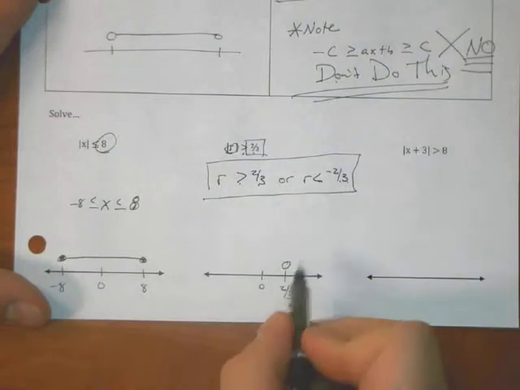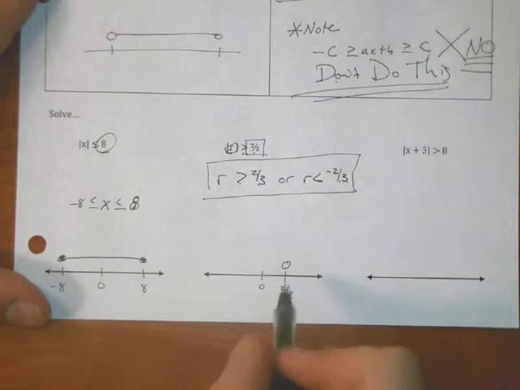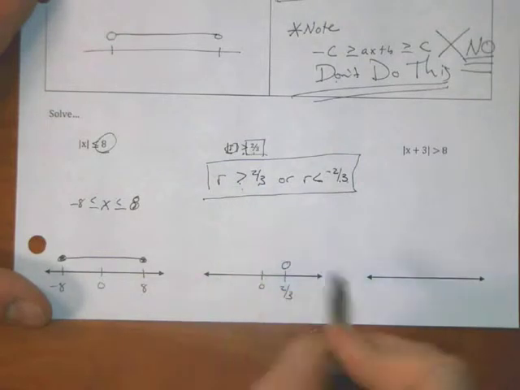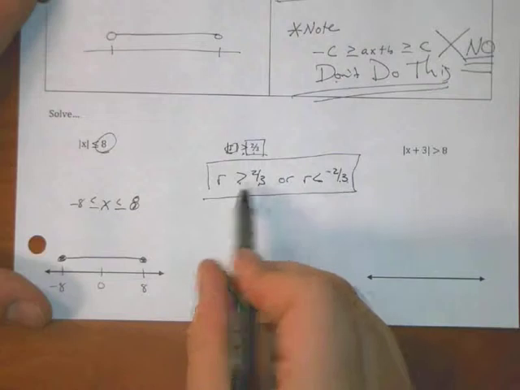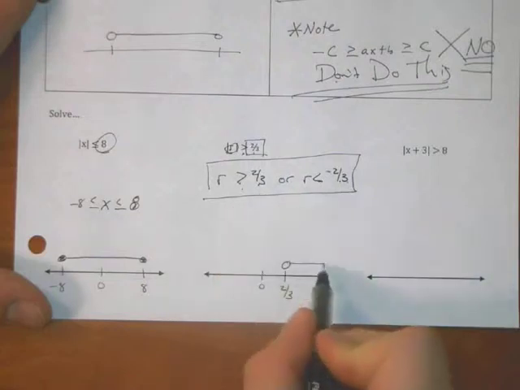Okay, I'll put a circle. It's going to be open or closed. I think both of them are going to be open. And the numbers that are bigger than 2/3 are all here to the right.